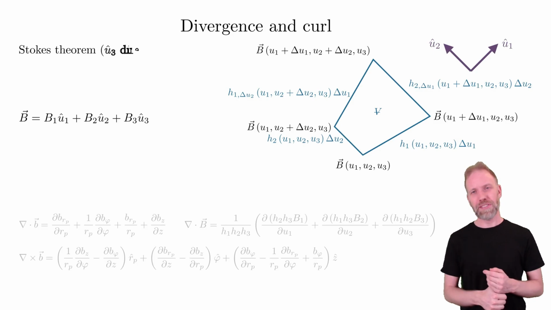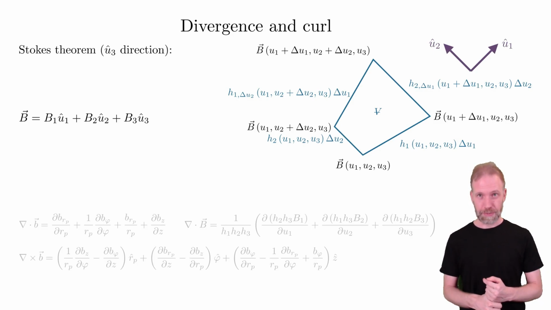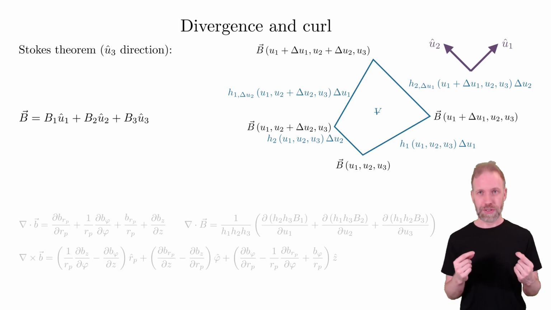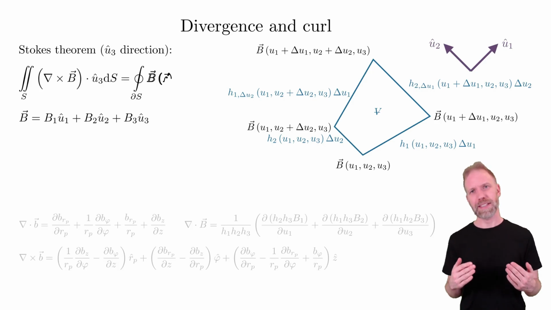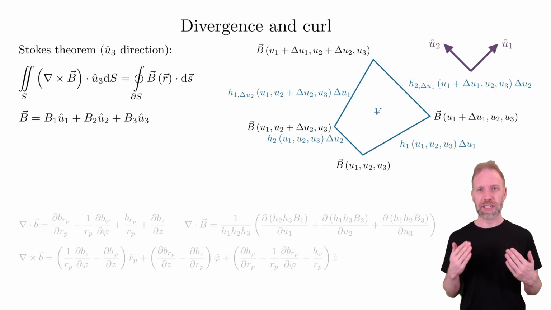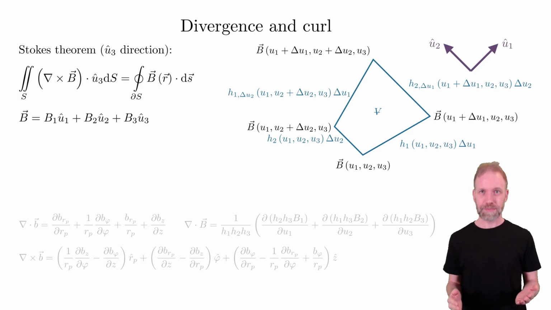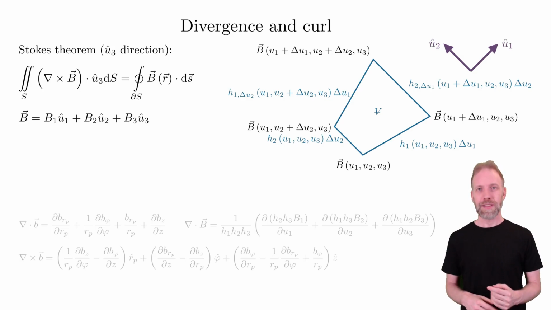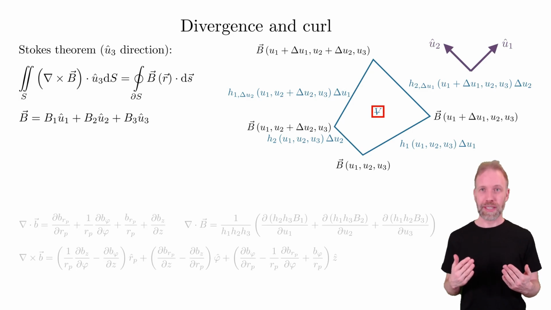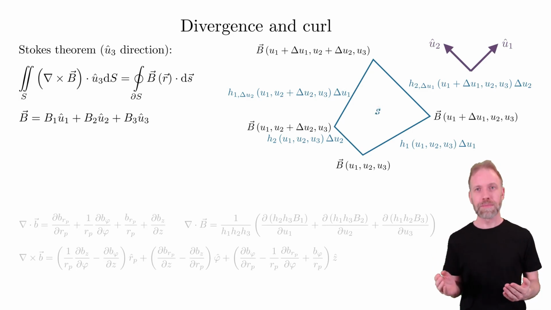We can do a similar derivation for the curl using Stokes' theorem. Here I will only show the u3 component. Stokes' theorem states that the surface integral over the dot product between the curl and the normal vector equals the closed line integral around the boundary of the surface. This means that we can consider our drawing a surface in the u1, u2 plane. The blue line is the boundary. The line integral should be counterclockwise according to mathematical standard.